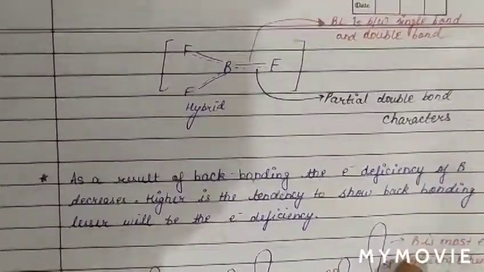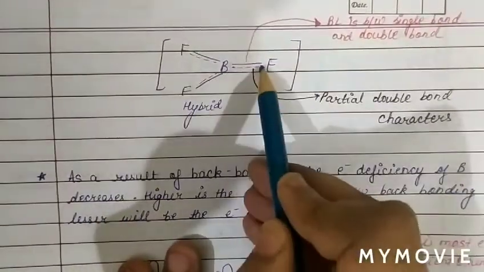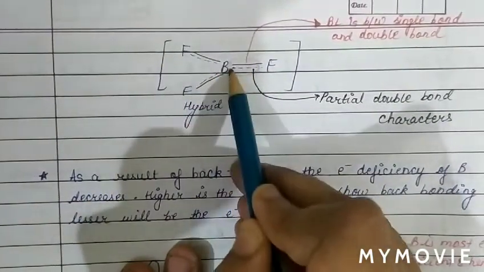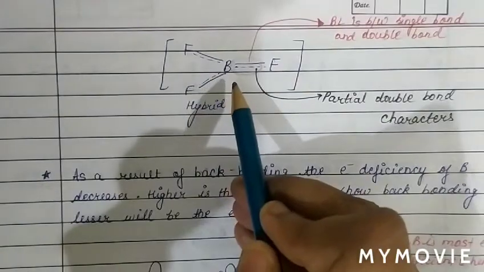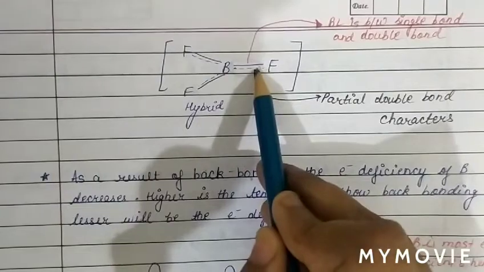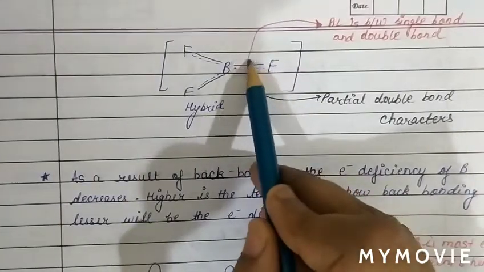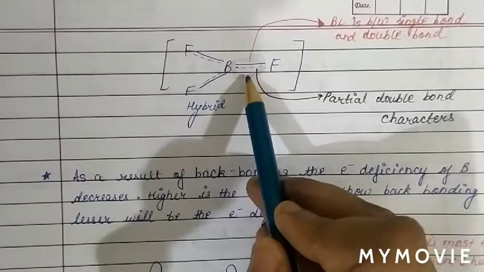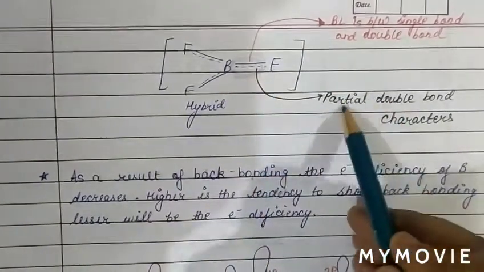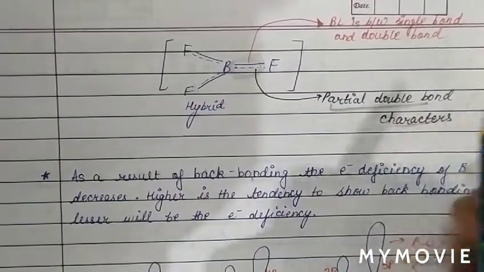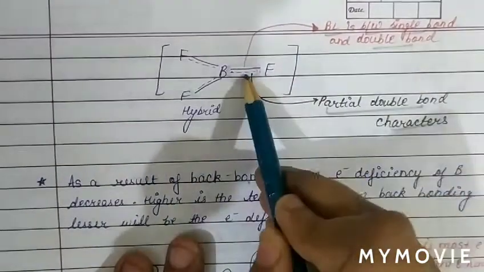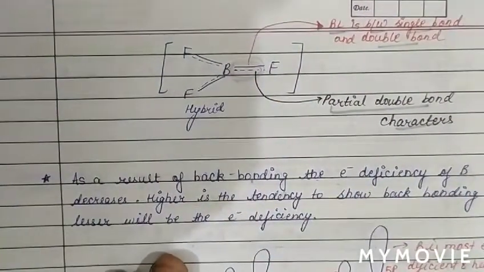Now see the case of BF3. We can see that, due to back bonding, all fluorine atoms can donate an electron pair into the vacant orbital. At one time only one bond is formed. So basically, due to back bonding, there is partial double bond character between boron and fluorine. The bond order increases, and the bond length is between the bond length of a single bond and a double bond.